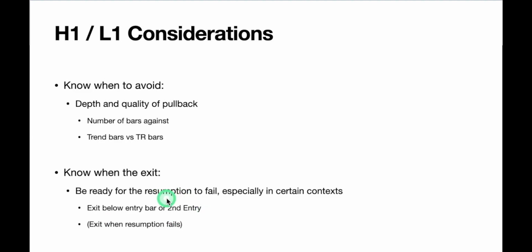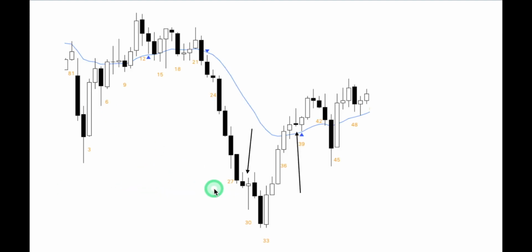So you have to be ready for that resumption to fail, especially in certain contexts, right? So we talked about that here. We're betting on resumption with the low 1, but based on the context, you have to be ready for the response to the low 1 breakout or the high 1 breakout and know that there's a chance it's going to fail. And if you're still short at this point and you see this, you have to exit, especially with follow through. And same thing here.